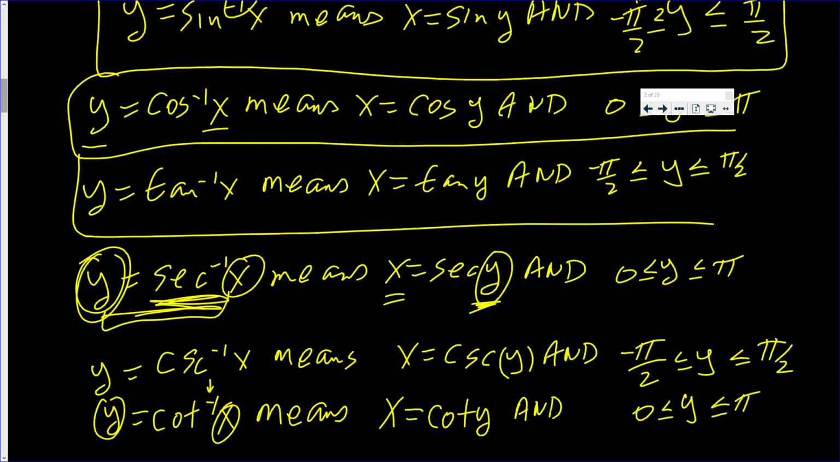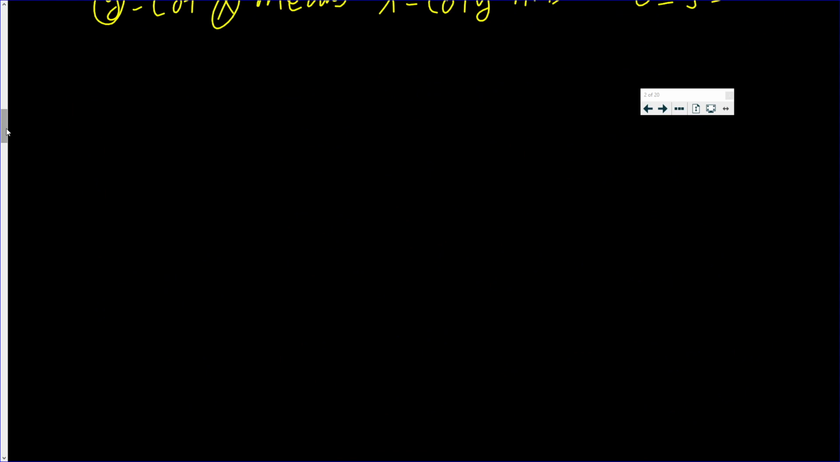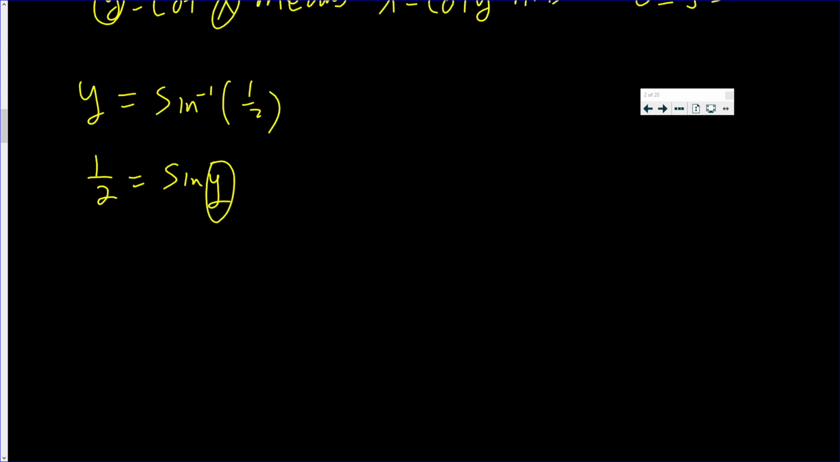Now that we know this, we can play the game. We could solve some trig inverse problems. The first problem that we will do after making these definitions is the following. Suppose that y is equal to sine inverse of 1/2. Well, this means that 1/2 is equal to the sine of y. But there's a lot of y's that give you the sine of that y equals 1/2.